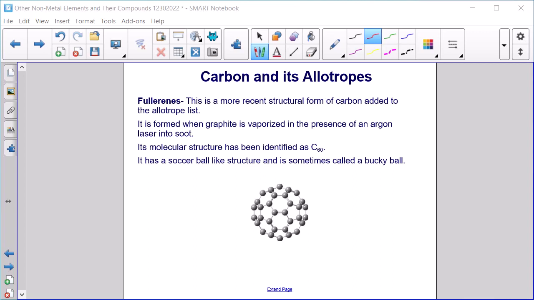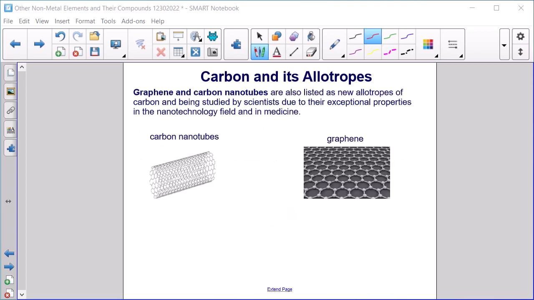It is formed when graphite is vaporized in the presence of an argon laser into soot. Its molecular structure has been identified as C60. It has a soccer ball-like structure, which you can see in the image, and is sometimes called a buckyball. Graphene and carbon nanotubes are also listed as new allotropes of carbon and being studied by scientists due to their exceptional properties in the nanotechnology field and in medicine.